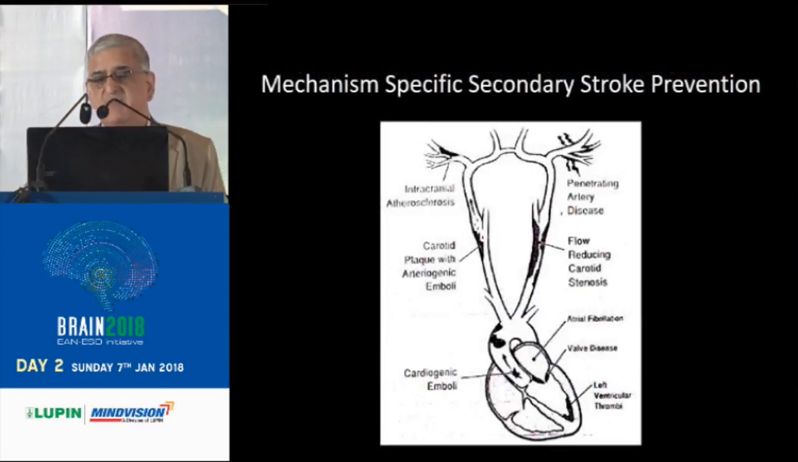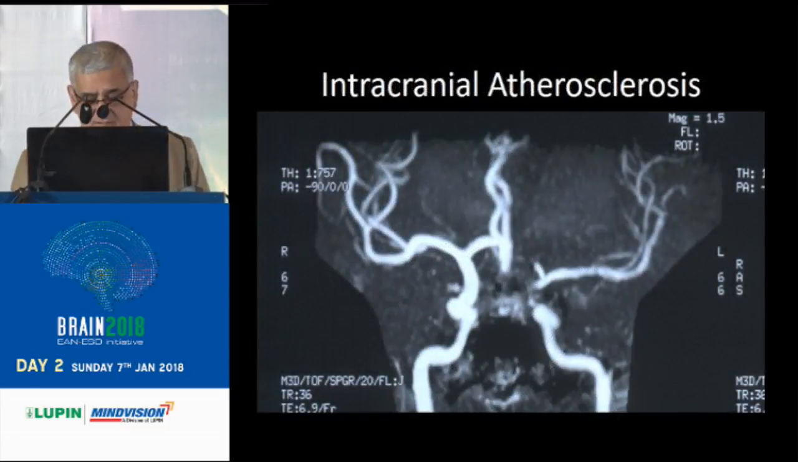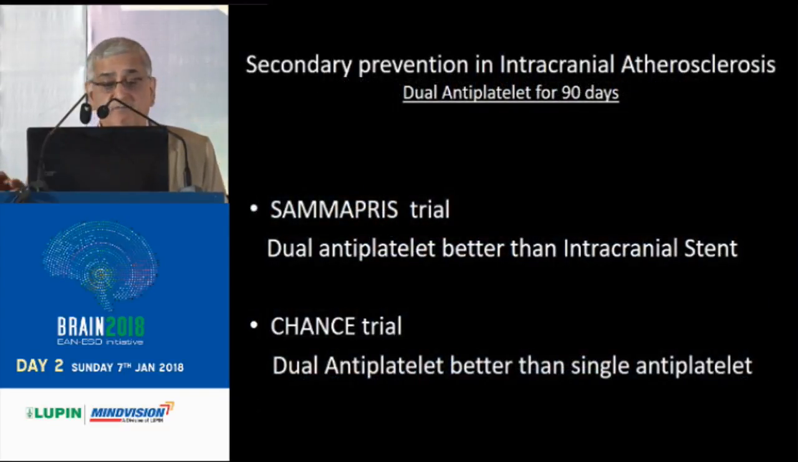Now, mechanism-specific secondary stroke prevention have also come up in the last 5 or 6 years. Intracranial atherosclerosis is a very important stroke mechanism all over the world, particularly in China and India, as you are seeing here. And in the SAMMPRIS trial, they tested dual antiplatelet compared to intracranial stent, because people thought that intracranial stent may help in this, and what they found is that dual antiplatelet was better than intracranial stent as of now, number one.